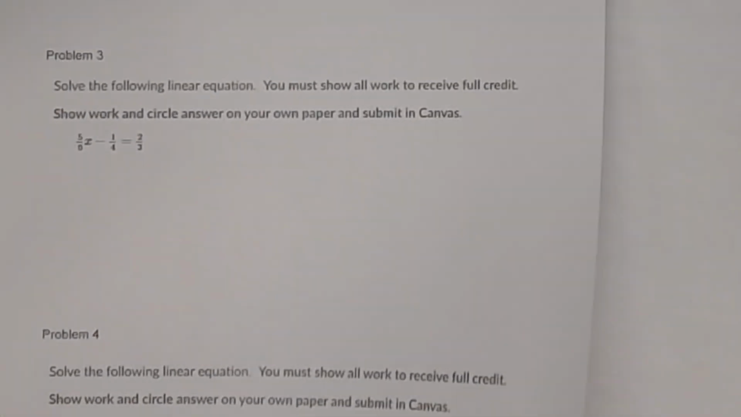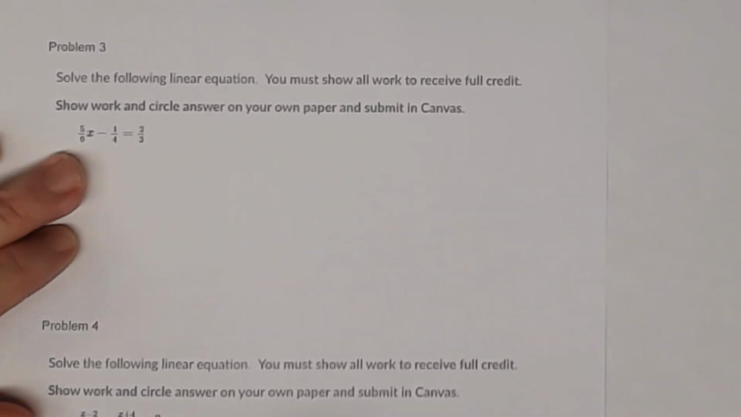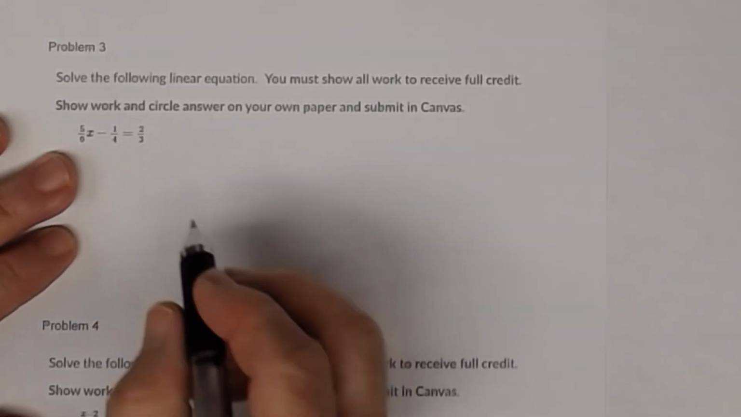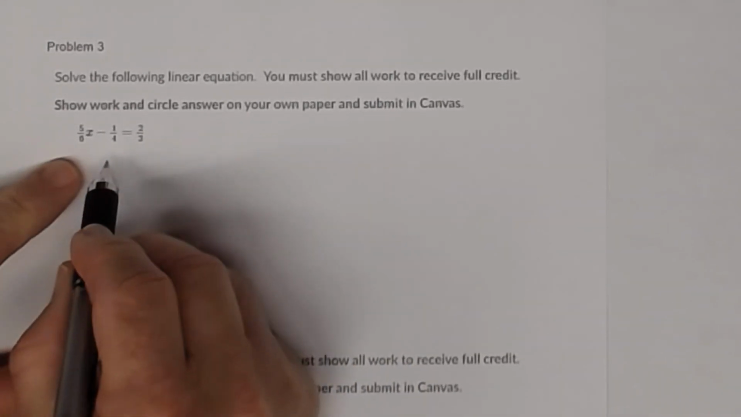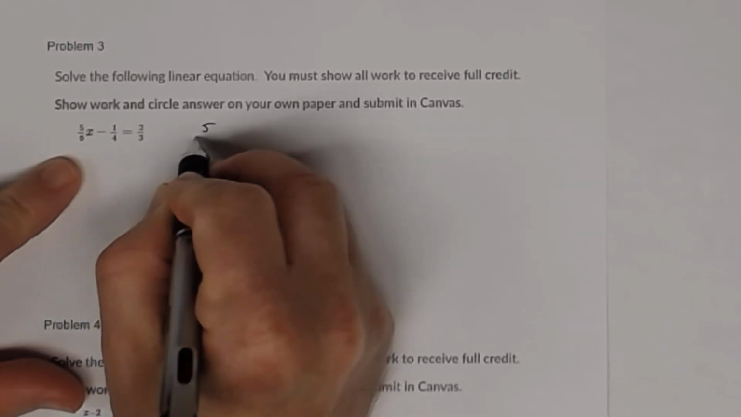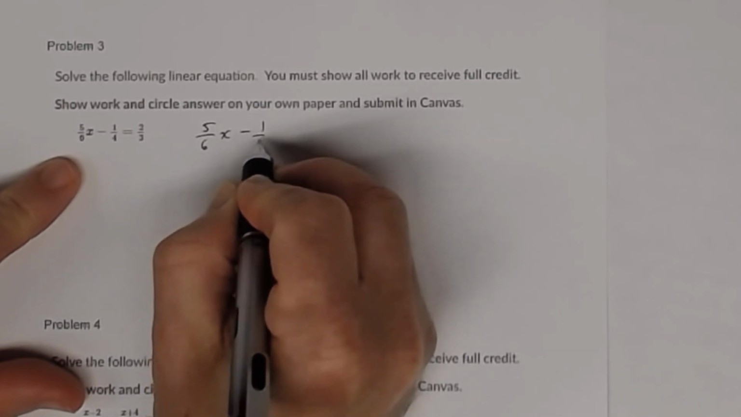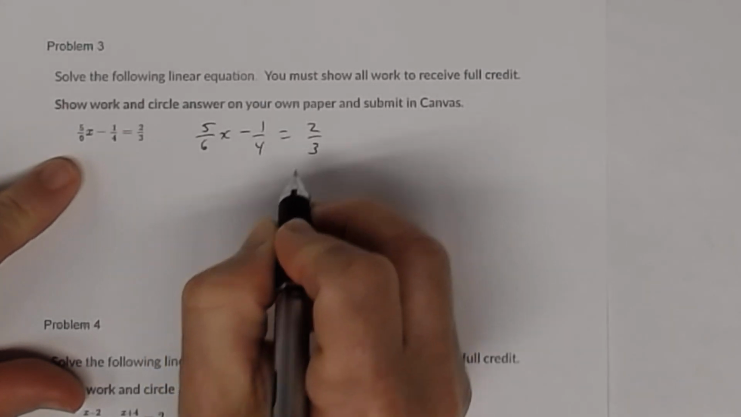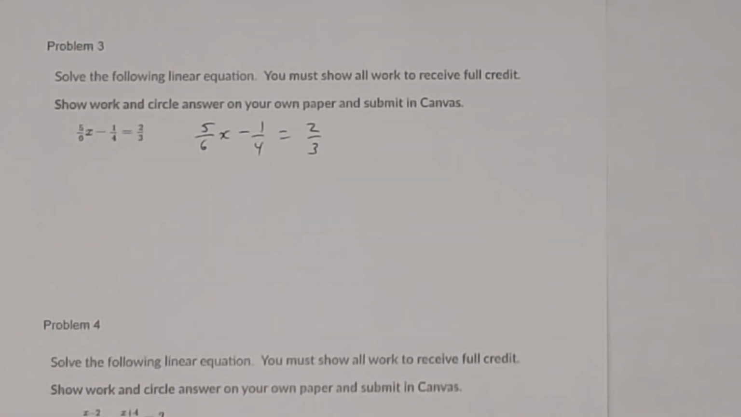Okay, now number 3. So we have this linear equation, except this time this linear equation contains fractions. Now, it's very hard to see the fractions here, so I'm going to go ahead and rewrite this equation over. We have 5/6 x minus 1/4 is equal to 2/3. Okay, so the best way to do this is to clear the fractions.